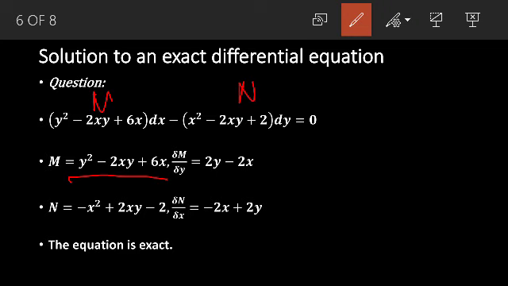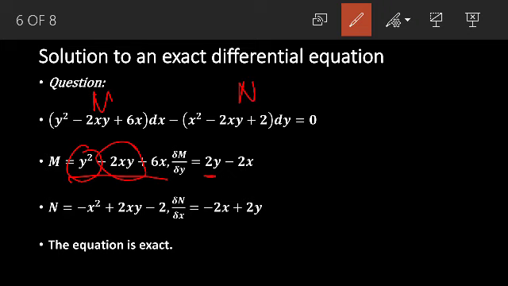Then the derivative of M with respect to y: if you differentiate this with respect to y, it is 2y. Then differentiate minus 2xy with respect to y, it is minus 2x. Remember, you're differentiating with respect to y, so your x there is a constant, so we get 2y minus 2x.